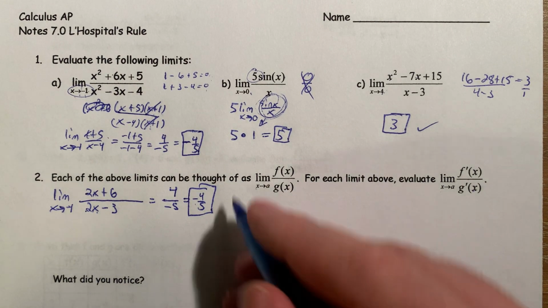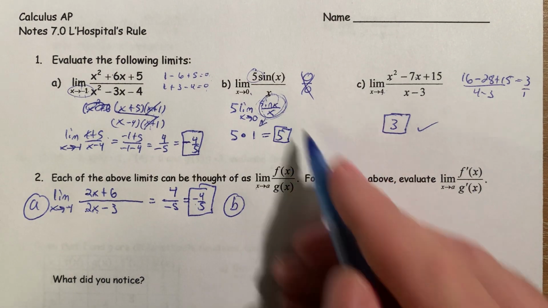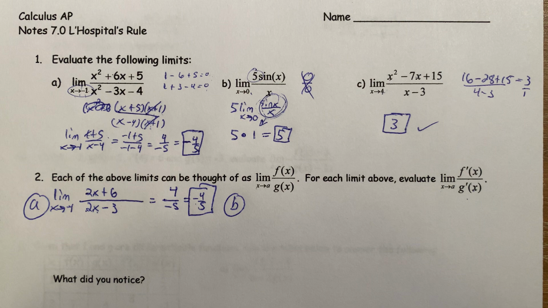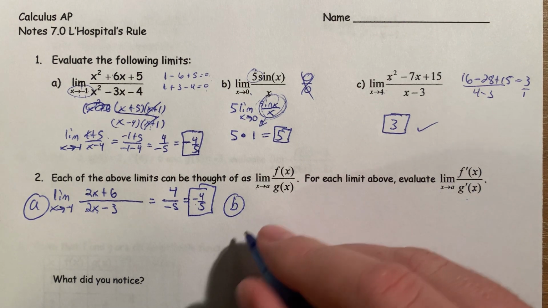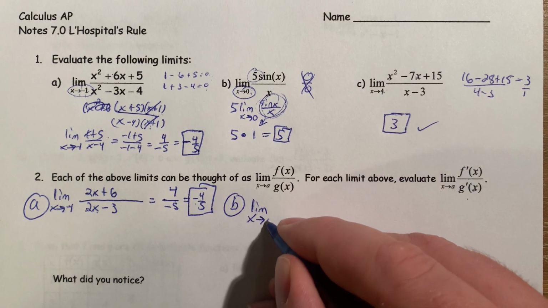Okay. How about for b? This was a. How about for b? What limit should we do here, the limit of the derivative over the limit of the derivative? It's going to be the same thing. It's still going to 0.